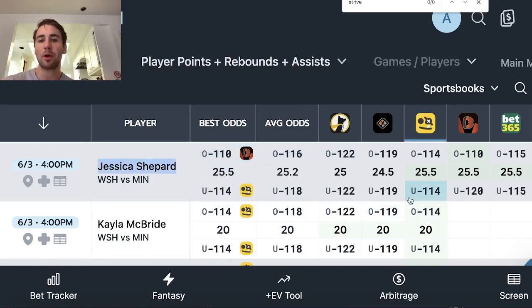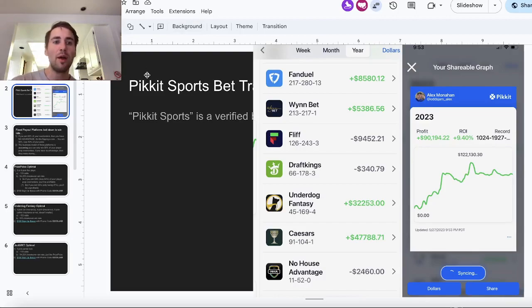So for Jessica Shepard, her line is low on PrizePicks. They have her line too low. Every other data point, the 4 other sportsbooks, are telling us this line should be at 25 or 25.5. So that's the first pick that I went with.